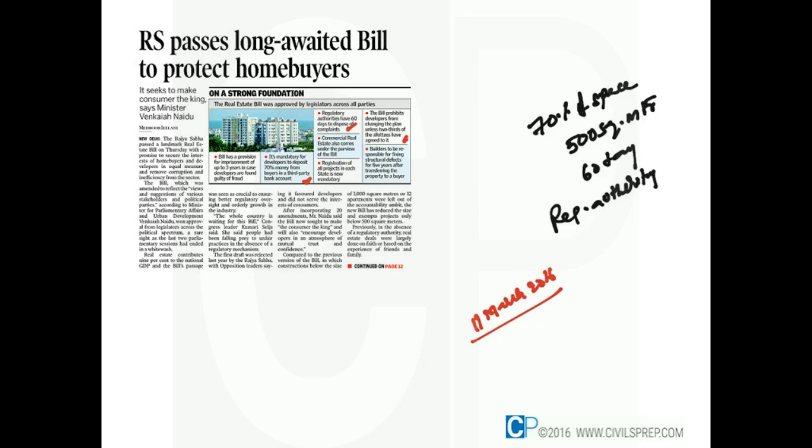Now, in this case, what are the objections to it? The first, it has been said that land is a subject in the state list. To what extent is Parliament authorized to make a law on this subject? So it was clarified that the regulation of contracts and transfer of property are in the concurrent list. So it is not about the land, it is about the regulation of property. So it is very much valid and Parliament can make the law.